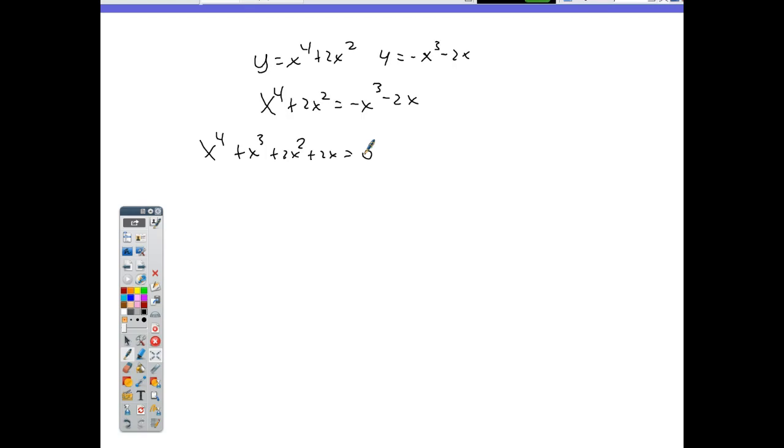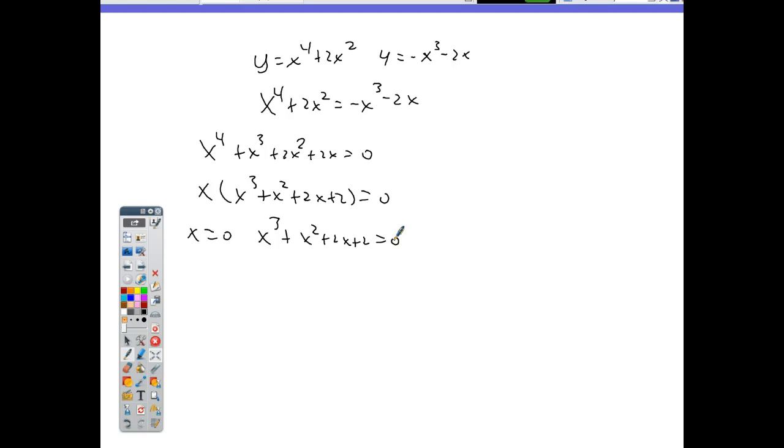How do I solve this? Factor one x out. x to the third plus x to the second plus 2x plus 2 equals 0. And then I get x equals 0, and x to the third plus x to the second plus 2x plus 2 equals 0. Then you've got 4 terms.